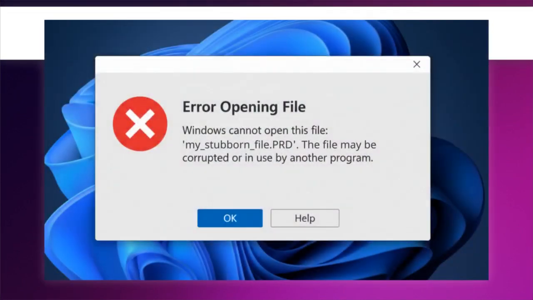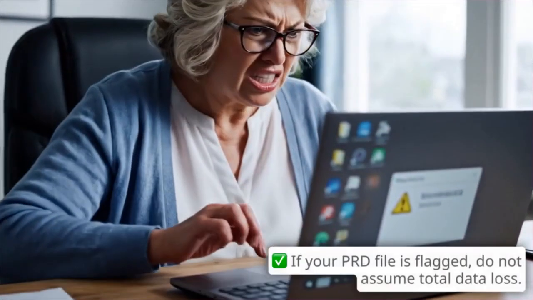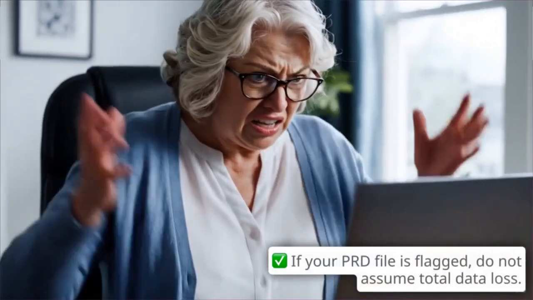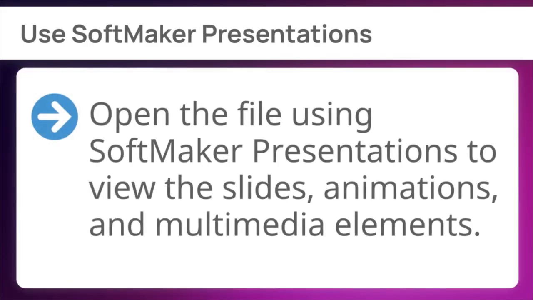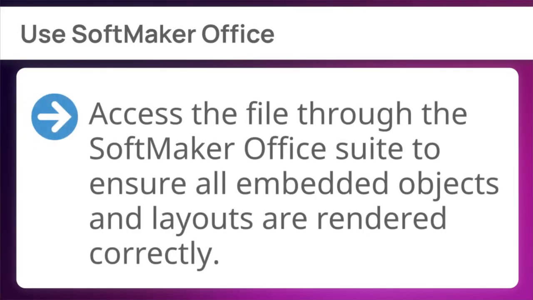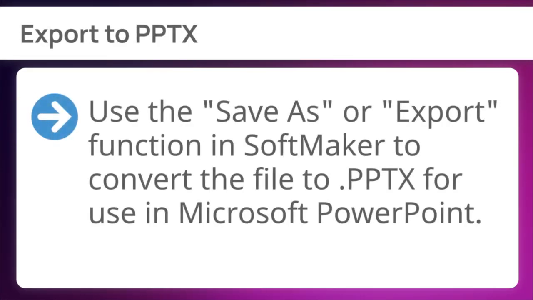If the PRD file won't budge, stay calm. Your system failed to open the PRD file. We need to bypass the failure by running these 3 crucial diagnostic steps right now. First, use SoftMaker Presentations. Open the file using SoftMaker Presentations to view the slides, animations, and multimedia elements. Next, use SoftMaker Office. Access the file through the SoftMaker Office suite to ensure all embedded objects and layouts are rendered correctly. Finally, export to PPTX. Use the Save As or Export function in SoftMaker to convert the file to PPTX for use in Microsoft PowerPoint.